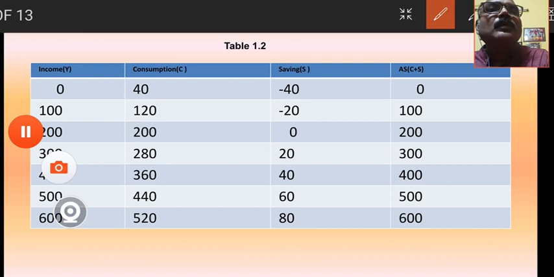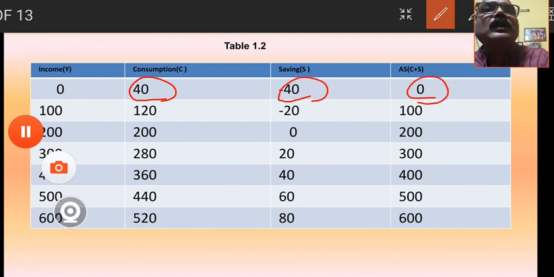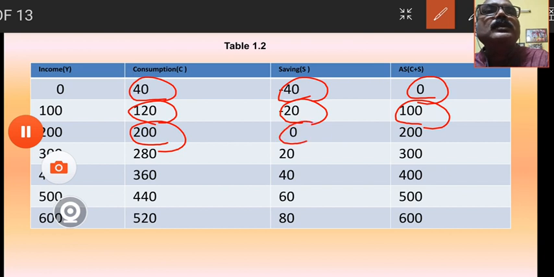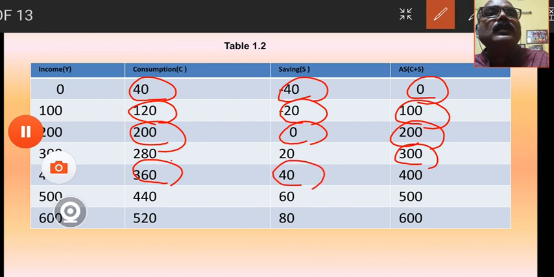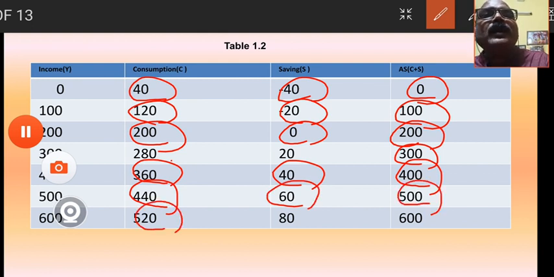So consumption plus saving, that is 40 plus minus 40, it is 0. Similarly 120 minus 20, that is 100. Then 200 plus 0, that is 200. Like this 280 plus 20, that is 300. Then 360 plus 40, that is 400. Then 440 plus 60, that is 500. Then 520 plus 80, that is 600.